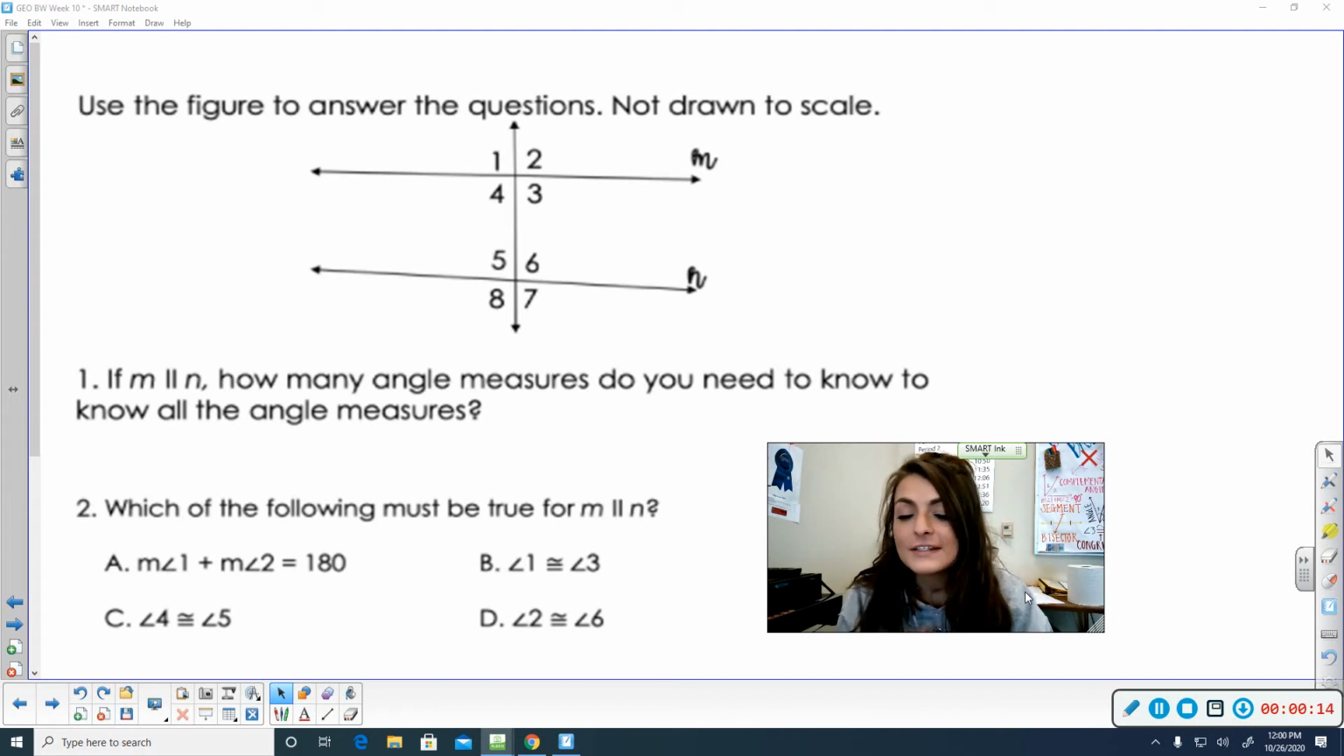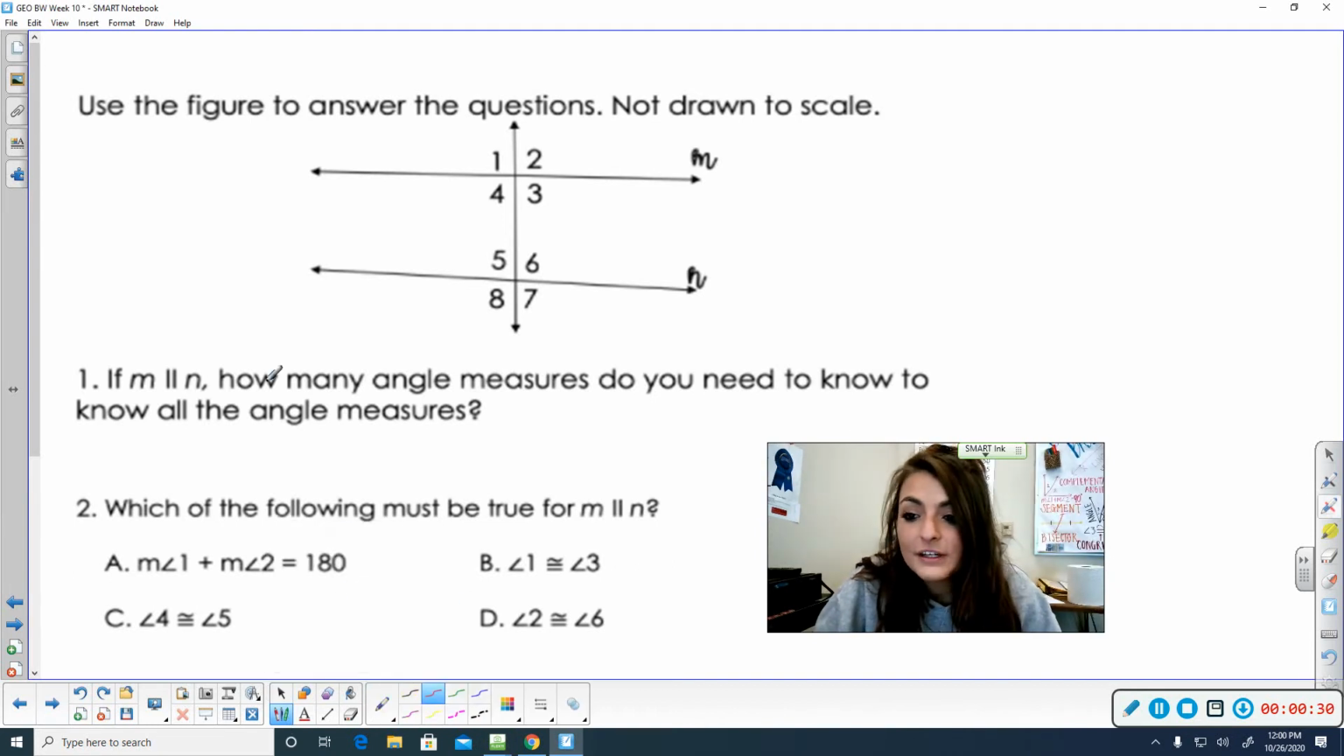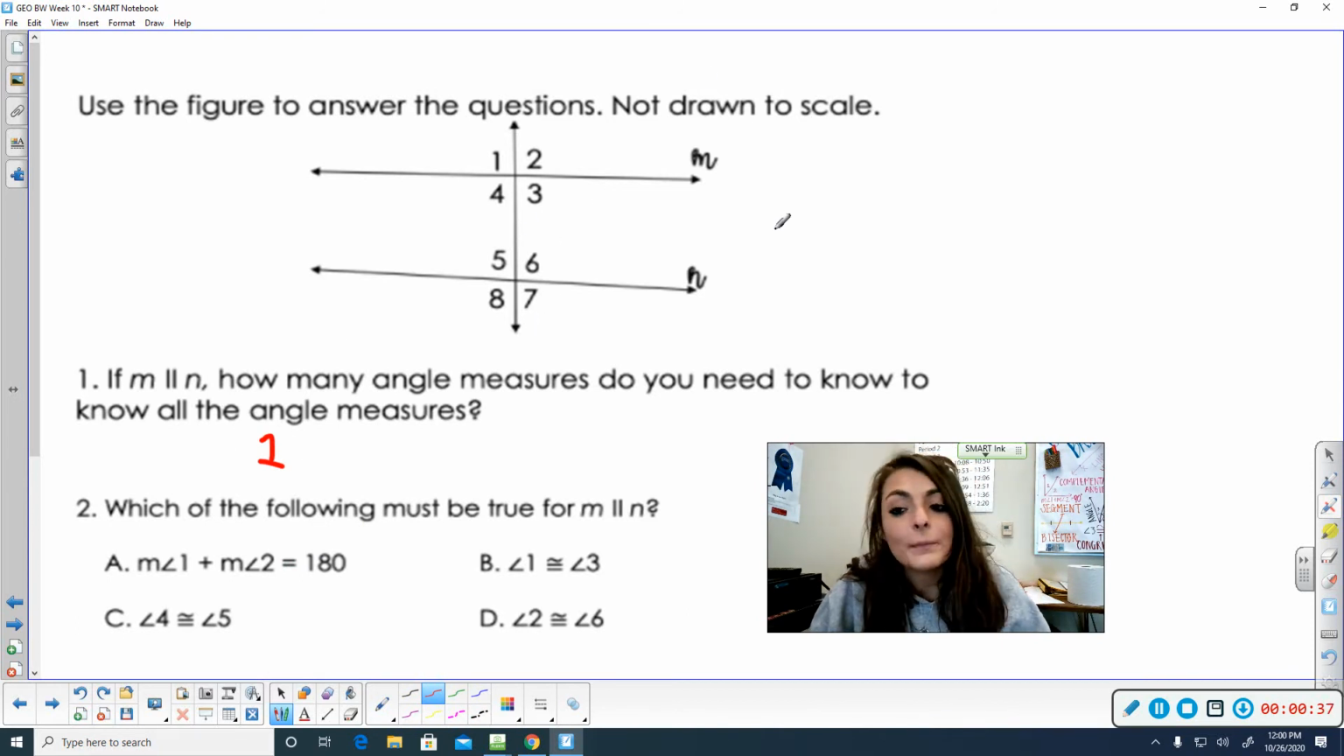So number 1 says, if line M is parallel, remember, that symbol means parallel, to line N, how many angle measures do you need to know all of the angle measures? And the answer here is just 1. If we know one angle measure, we can figure out every other angle on this picture as long as we know that line M and line N are parallel.